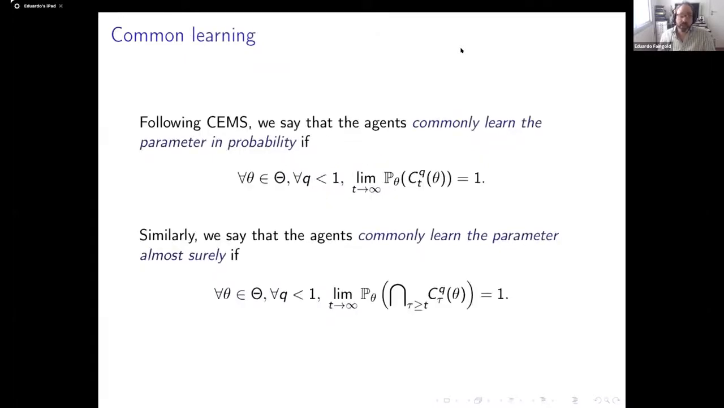So what's common learning? We say that agents commonly learn the parameter in probability if, for any possible value of the parameter and for every q, the probability that there's common q-belief of the true parameter approaches 1 as t goes to infinity. There is a counterpart of that definition for almost sure convergence, where you say that under the true parameter, the probability that the true parameter is common q-belief at every time after t approaches 1 as t goes to infinity.